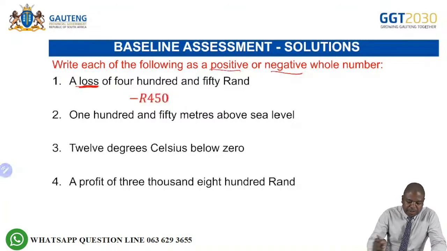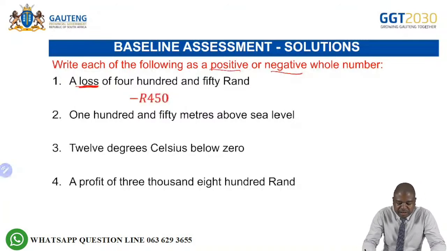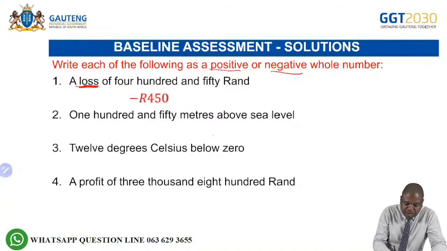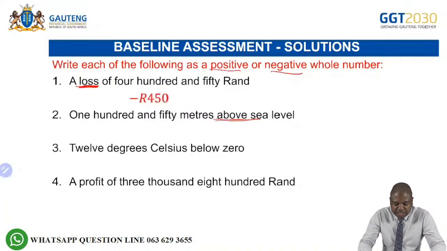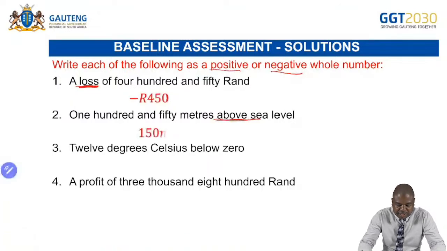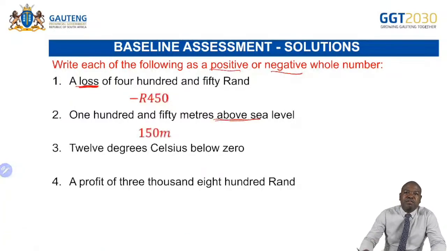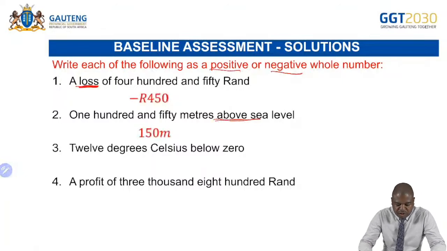And then number 2, we do have 150 meters above sea level, right? If you're talking about something which is above, right? Is it negative or positive? It is positive. And with a positive, we don't normally show the sign there. We leave it as it is, right?